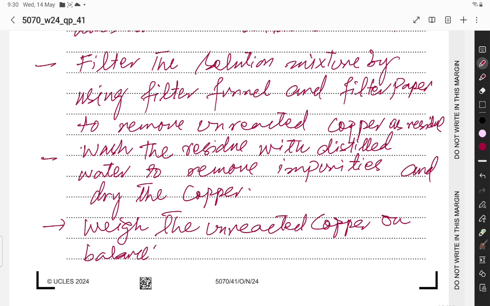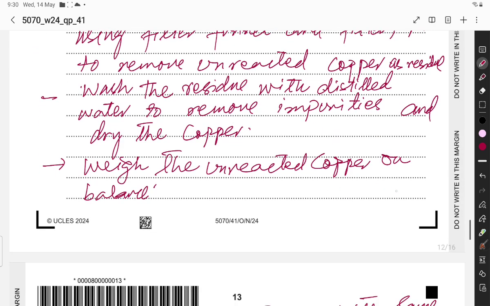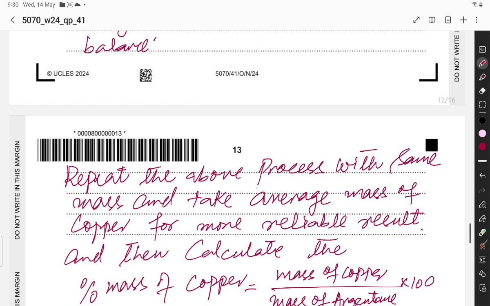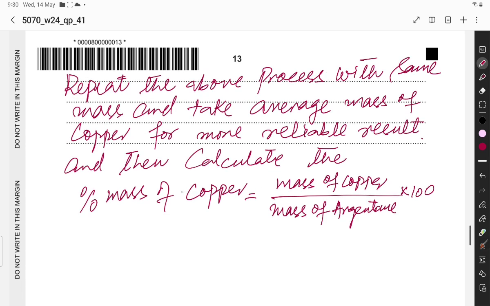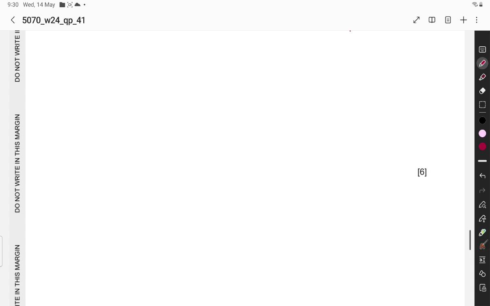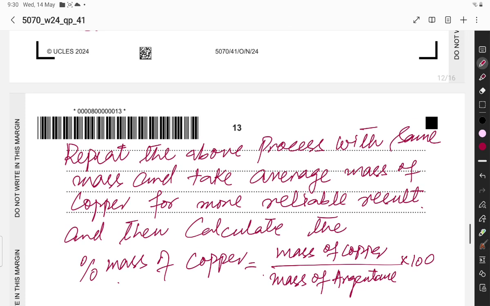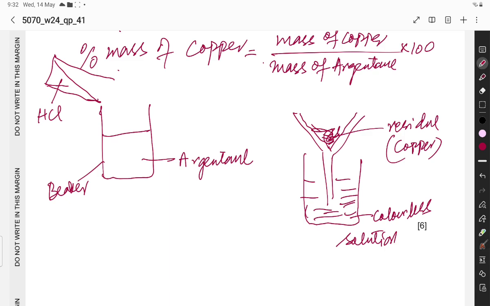Wash the residue with distilled water to remove impurities and dry the copper. Weigh the unreacted copper on a balance. Repeat the above process with the same mass and take the average mass of copper for a more reliable result. And then calculate the percentage mass of copper: mass of copper divided by mass of argentane, times 100. You can draw these diagrams for this experiment.